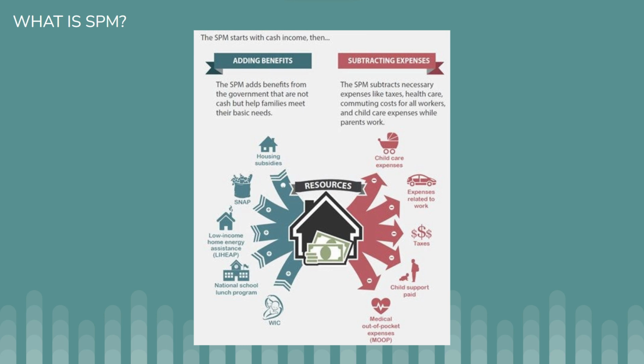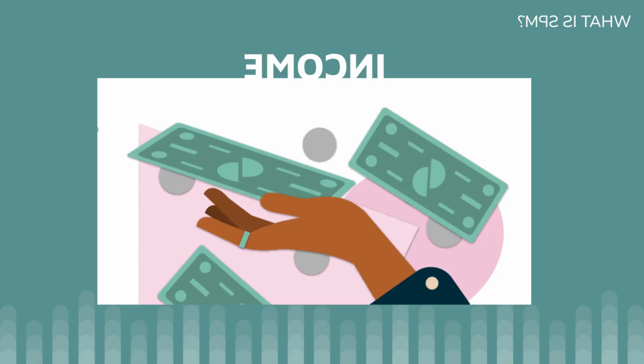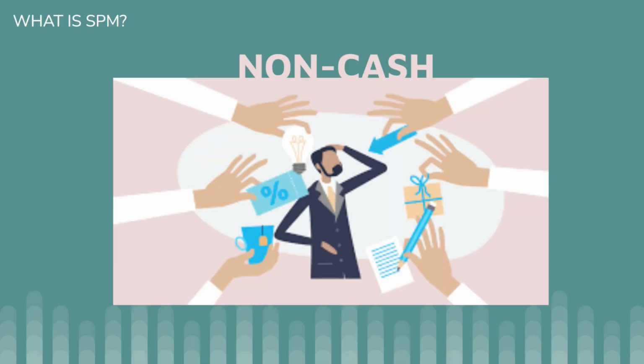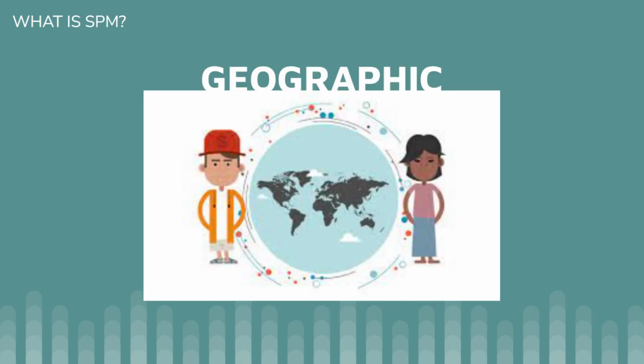So, what other factors does the SPM account for? This includes income, non-cash benefits, geographical differences, and necessary expenses. The SPM includes cash income from various sources, such as earnings, Social Security, and supplement security income. It also considers the value of non-cash benefits, such as food stamps, SNAP, housing subsidies, school lunches, which can help low-income individuals and families meet their basic needs.